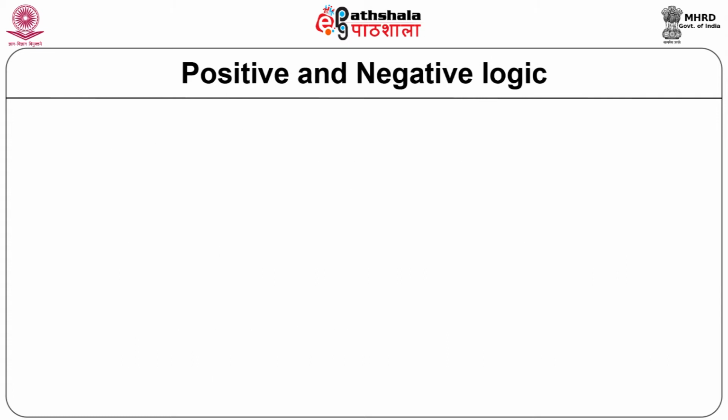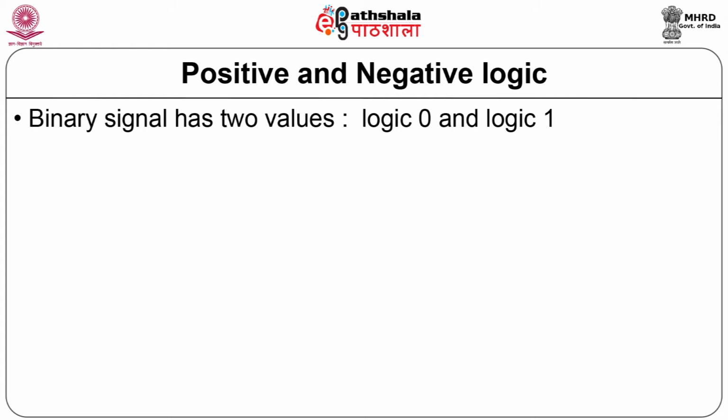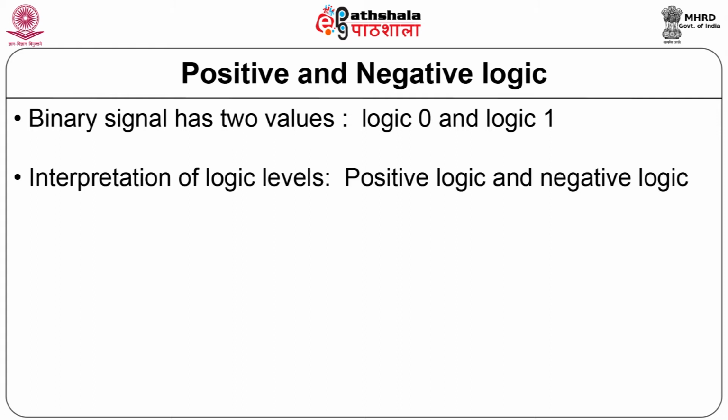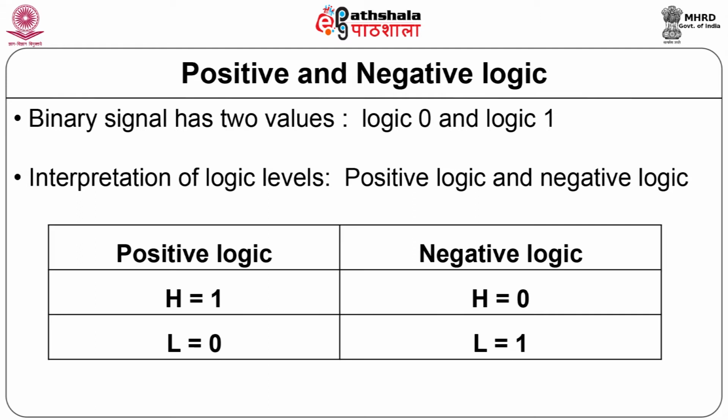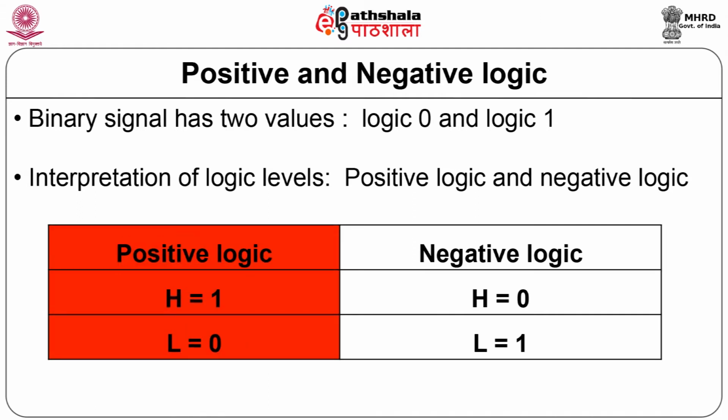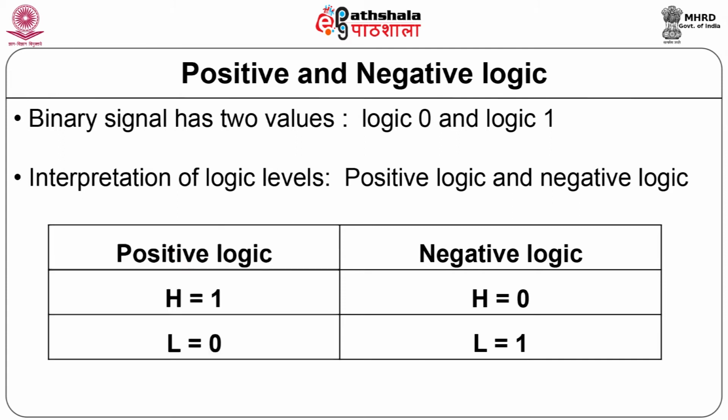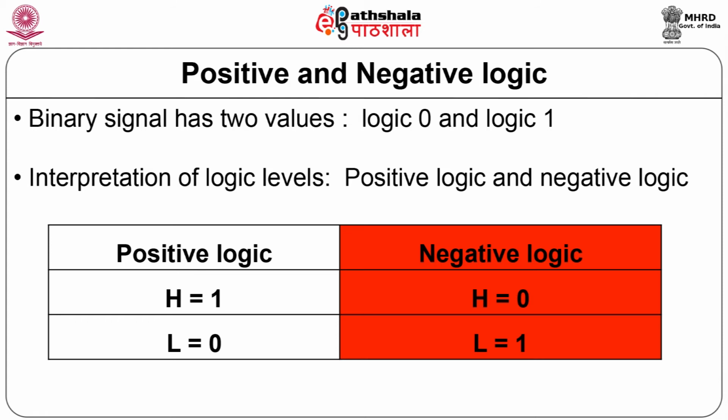Let us consider the logic levels which are used in digital electronics. A binary signal has two values, logic 0 and logic 1. These are interpreted in logic levels as positive logic and negative logic. When we consider positive logic, high is considered as logic 1 and low is considered as logic 0. In negative logic, the reverse is the case, that is high is considered as logic 0 and low is considered as logic 1.